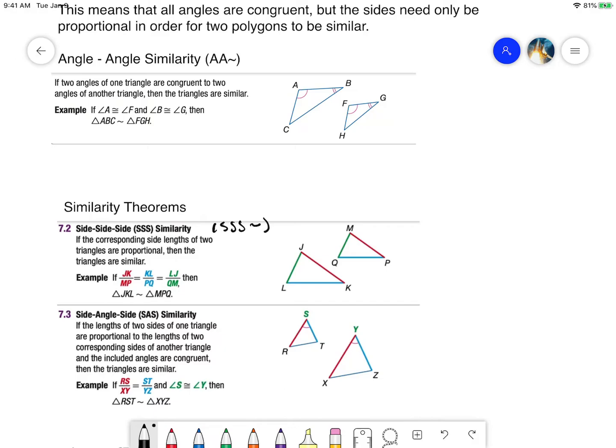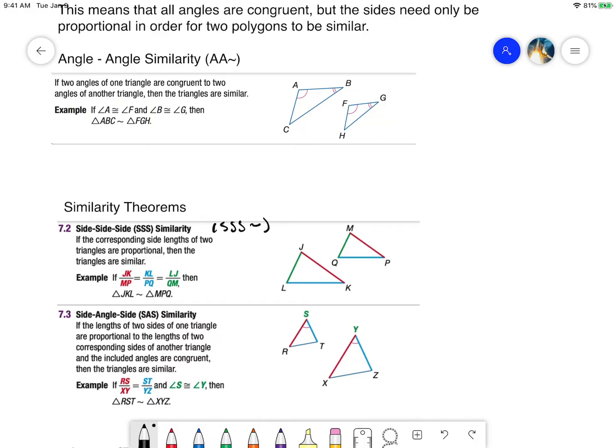What this says is that if all of the ratios between the corresponding sides of my triangles are equal, so the sides are all proportional, then I've automatically got similar triangles. Which is kind of nice, because that also tells me that if all my sides are proportional, I'm guaranteed to have congruent angles.